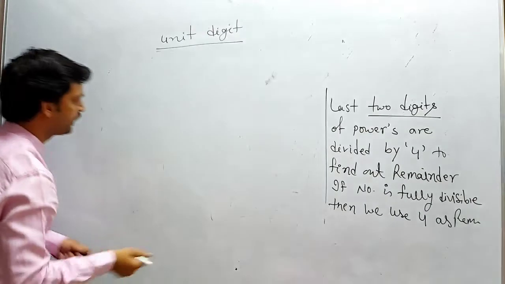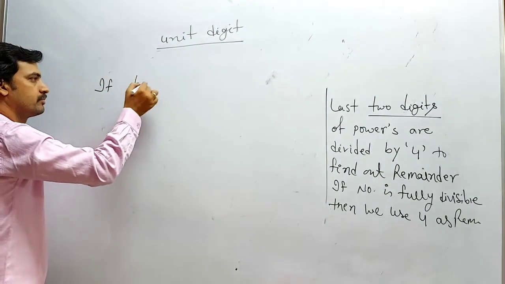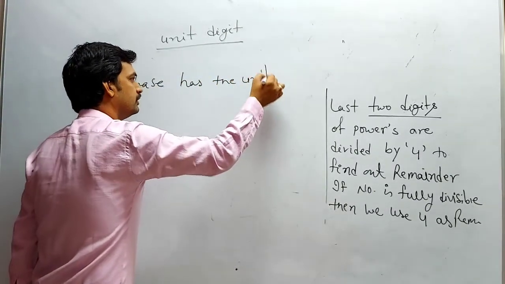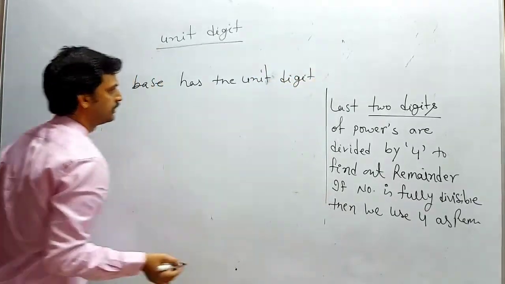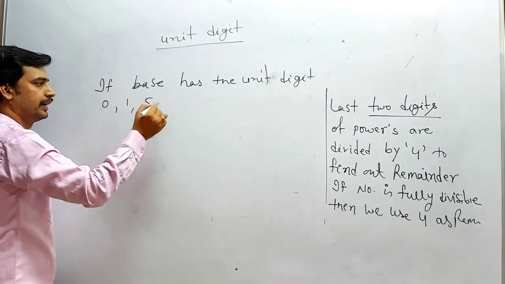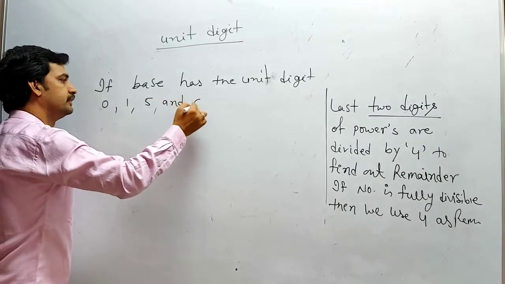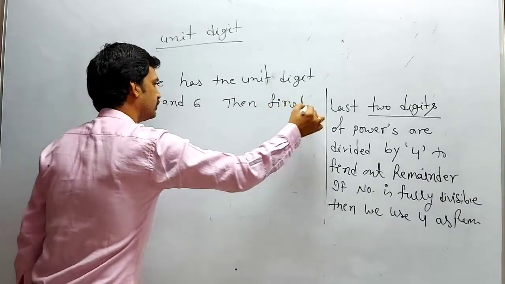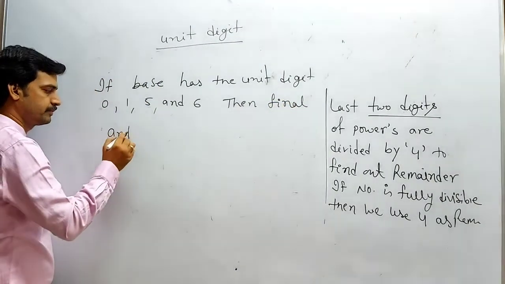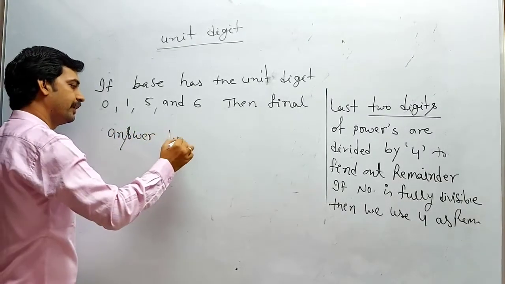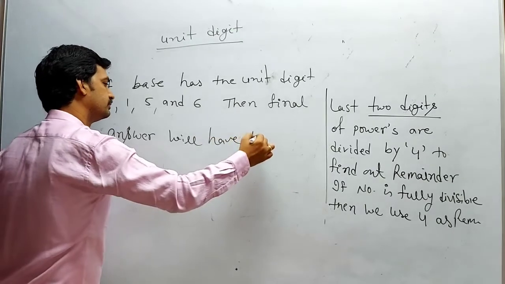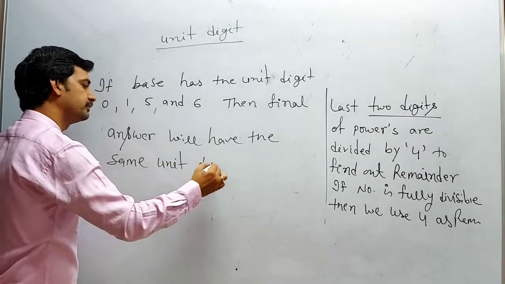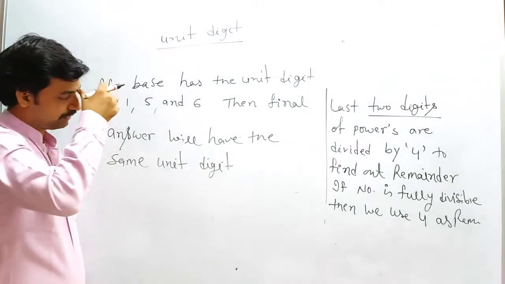Now make a note in this one. If the base has the unit digit 0, 1, 5 and 6, then the final answer will have the same unit digit.